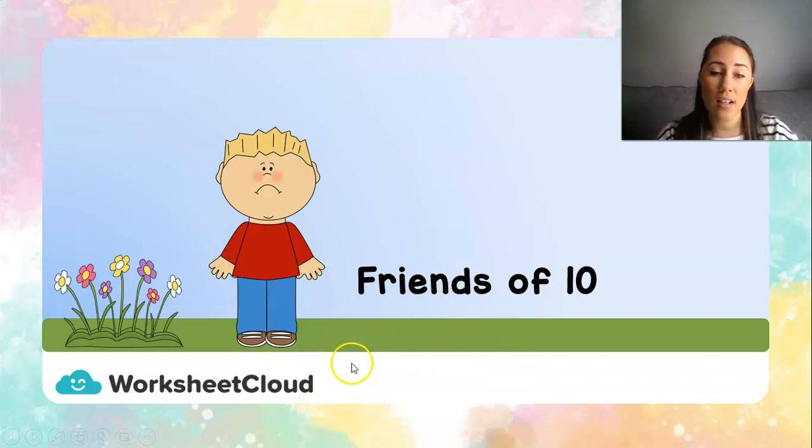Now friends of 10, we can also name them as bonds of 10. And maybe you've already done this last year, but they are very, very important when we want to add or subtract.